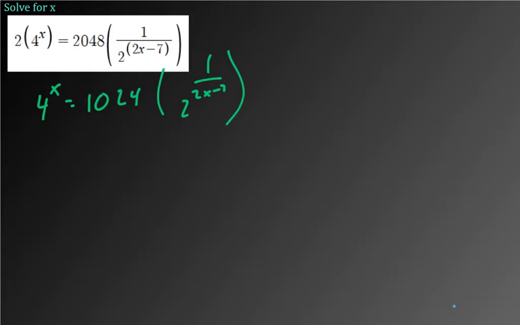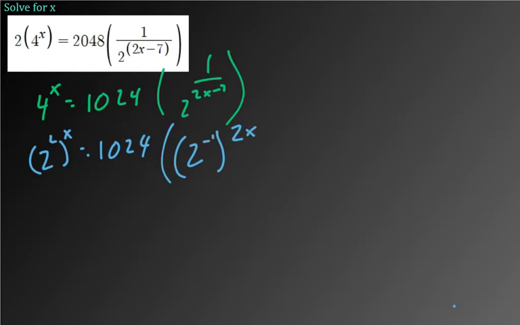So now I'm going to do what I was saying. So 4 is 2 squared. And then over here, I want this to be a 2 to something, right? I don't want a 1/2. So I would do 2 to the negative 1, which is 1/2. And then I have 2x minus 7, just left over.